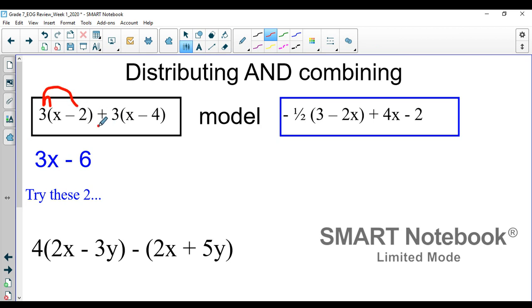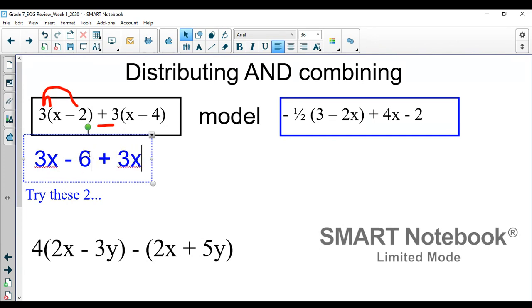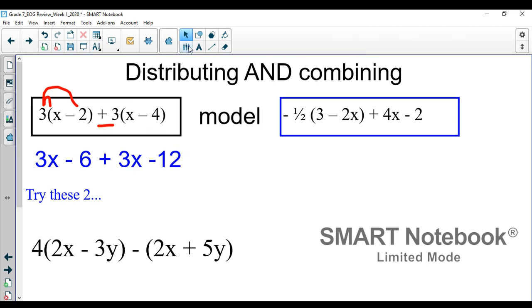Then I'd distribute over here. I'd do positive 3 times x, which is positive 3x. I'd do positive 3 times negative 4, which is negative 12. So all we did is we took the outside number and multiplied it here, took the outside number and multiplied it here. Once we have the distributing done, the rest is combining like we just did.